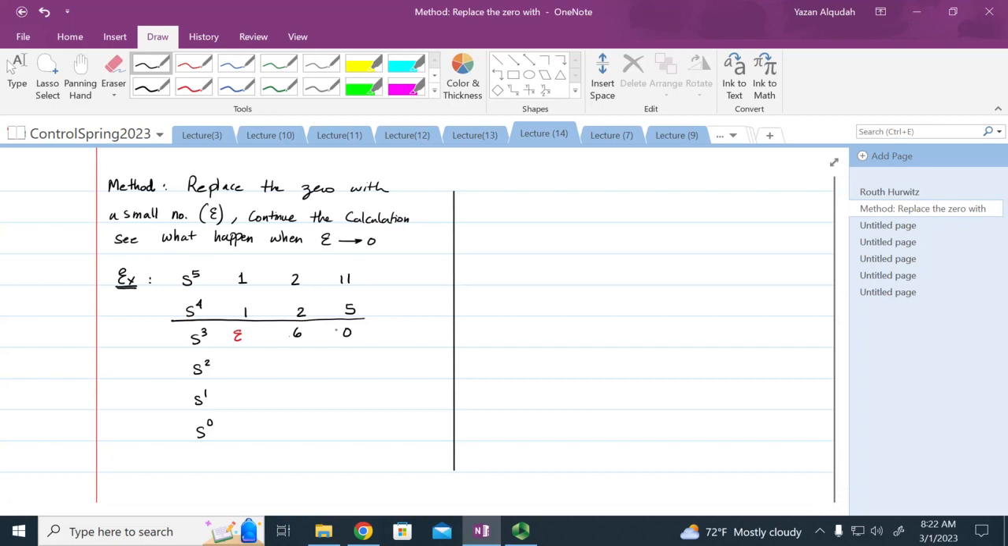So I'm going to calculate the next entry, which is here, is going to be negative 1 over epsilon, and then 1 multiplied by 6 minus 2 multiplied by epsilon. And therefore it is going to equal 2 epsilon minus 6, divided by epsilon, sorry.